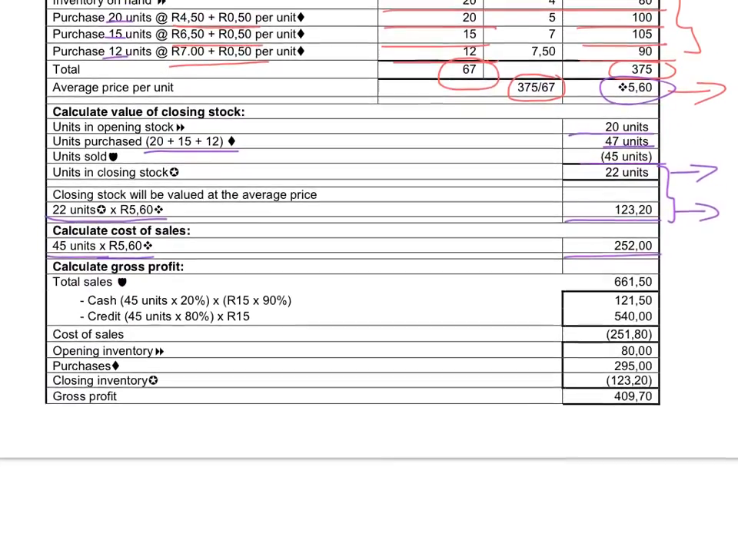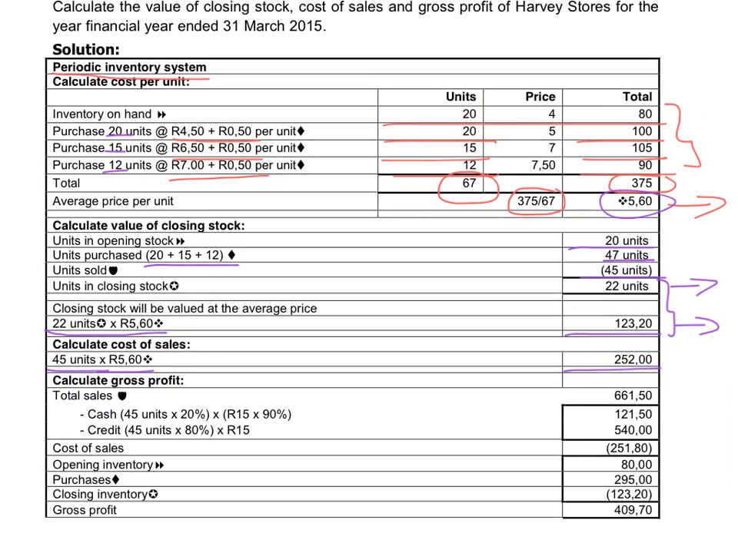So if we want to determine the sales, then we look at the number of units. We sold 45 units. 20% of those units are for cash. That means that we sold 9 units for cash. Because they pay cash, they get 10% discount, so they will only pay 90% of the normal sales price. So if I multiply the 9 with the 90% of 15, I get R121.50.